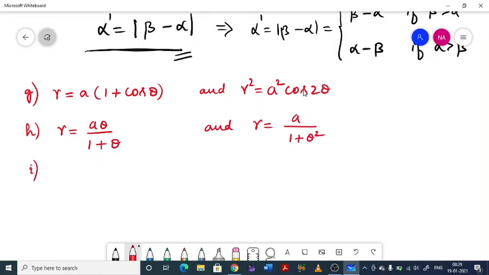I: r equal to a theta and r equal to a by theta. So try to find angle of intersection for all these 4 curves actually I given, and for which you don't get the answer, that can be discussed in the next class if you mention it before the class.